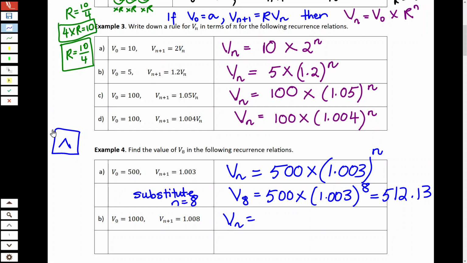So I started off with the rule. That's why I started off with the rule. When you get a question, it will say substitute n for a value. So this is a 2-step question. Step 1, write down the rule. Step 2, pick a particular value for that rule, because it says in the question, find the value of V8. You could times by 1.003 eight times on the calculator, but this is a faster way to do it.